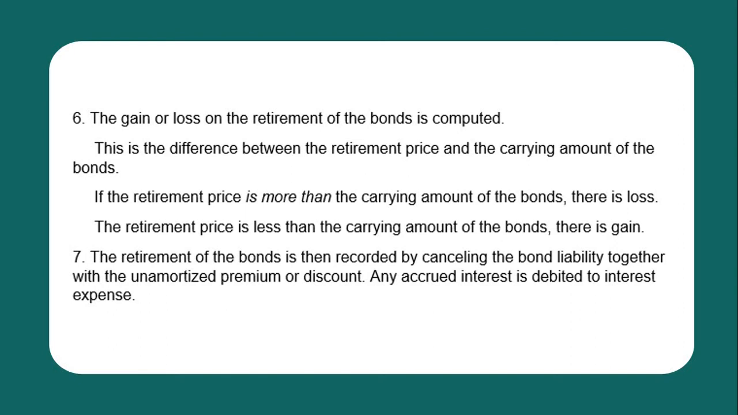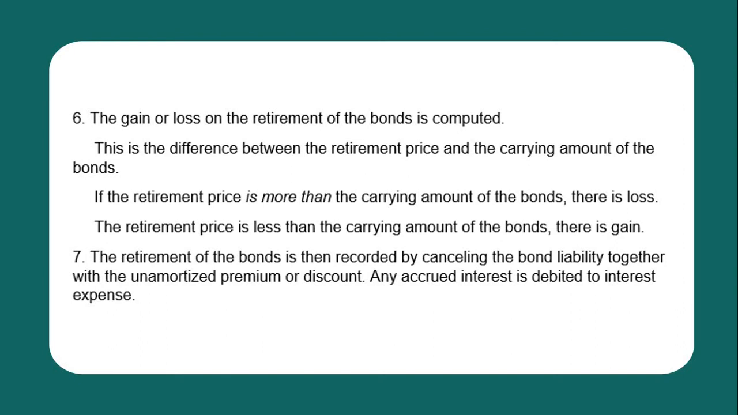So, we need to recognize the gain or loss. Take note ha, the amount to be compared with the carrying amount in getting the gain or loss will be the retirement price. Meaning, dili nimo i-apil ang accrued interest. Accrued interest will be included in the total cash payment, but not in the determination of the gain or loss. Only the retirement price will be compared to the carrying amount of the bonds in getting the gain or loss.